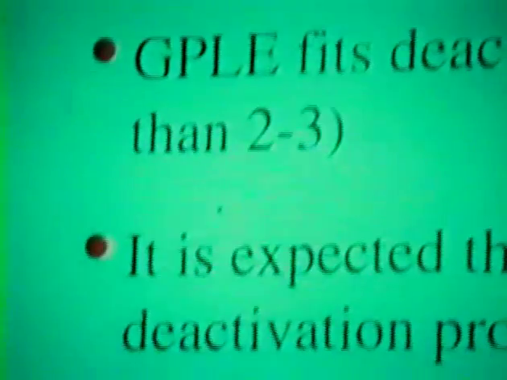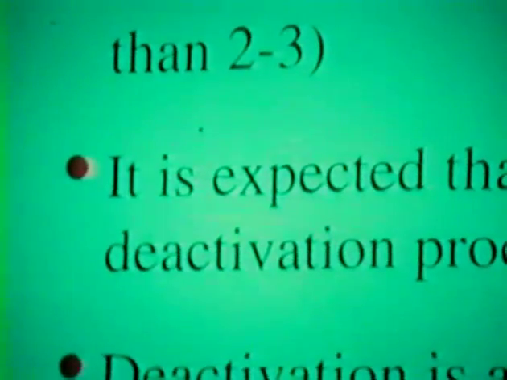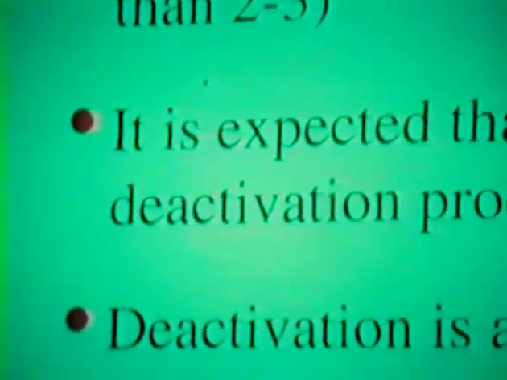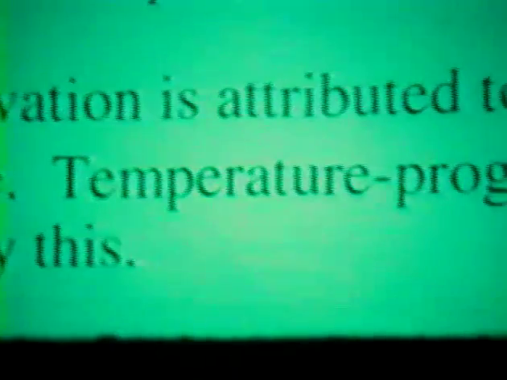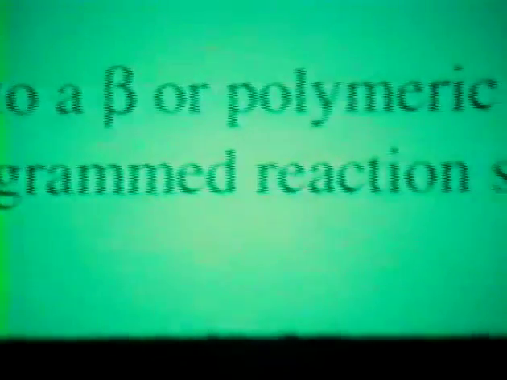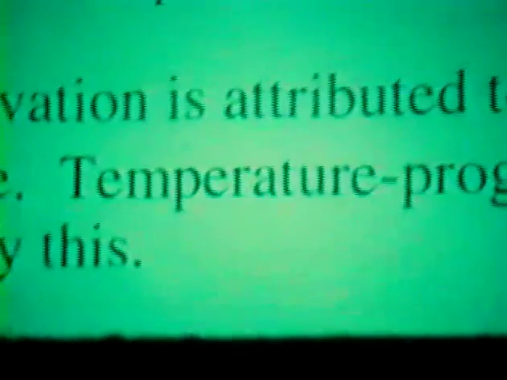We've seen that the generalized power law expression fits the deactivation much better than the power law expression. It gives us meaningful numbers, such as an order of 1 rather than 2 or 3 or even 5 or higher, as determined by some of the individual data sets. And we expect that a model based on elementary steps for the deactivation process would fit the data better, or at least give some additional information beyond the generalized power law expression.